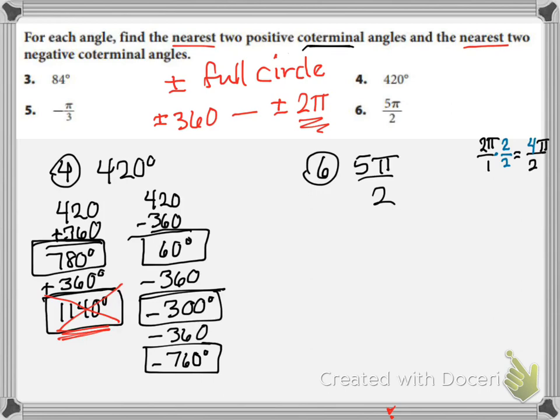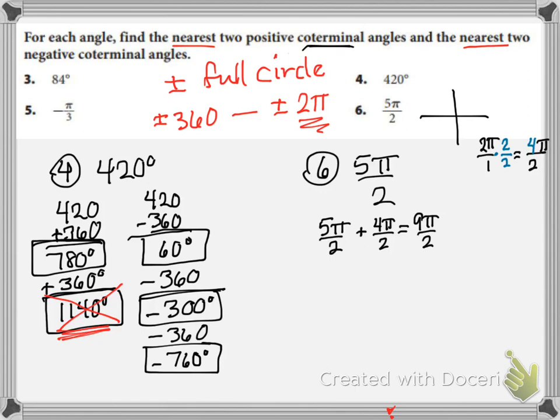So I'm taking 5 pi over 2 and I am adding 4 pi over 2 to give me 9 pi over 2. Now if I stop and think for a minute, instead of having to do all that adding and subtracting and getting things I don't need, I'm going to stop and think about where exactly is 5 pi over 2.